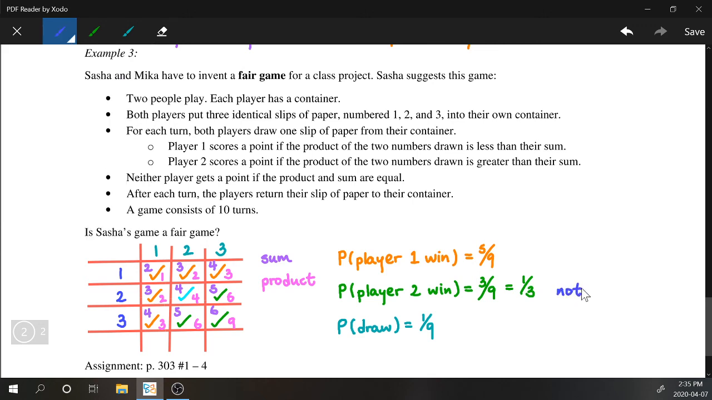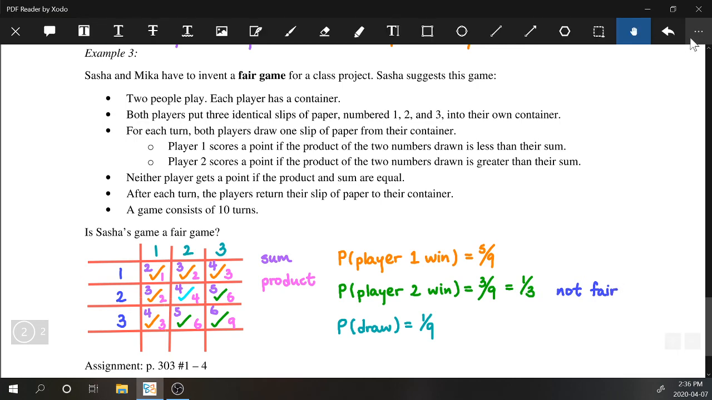Okay, so that's the main concepts for today. How to calculate basic theoretical probability using sample space, and how do you determine if a game is fair or not. And that's it for today.